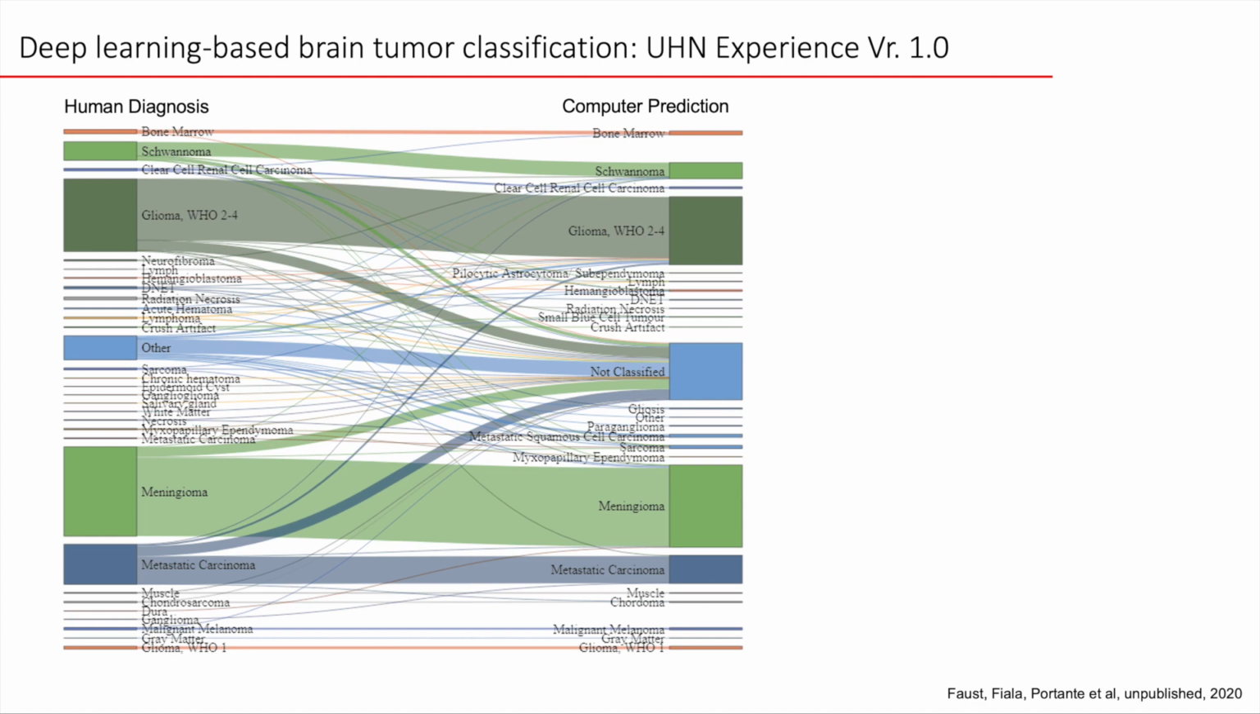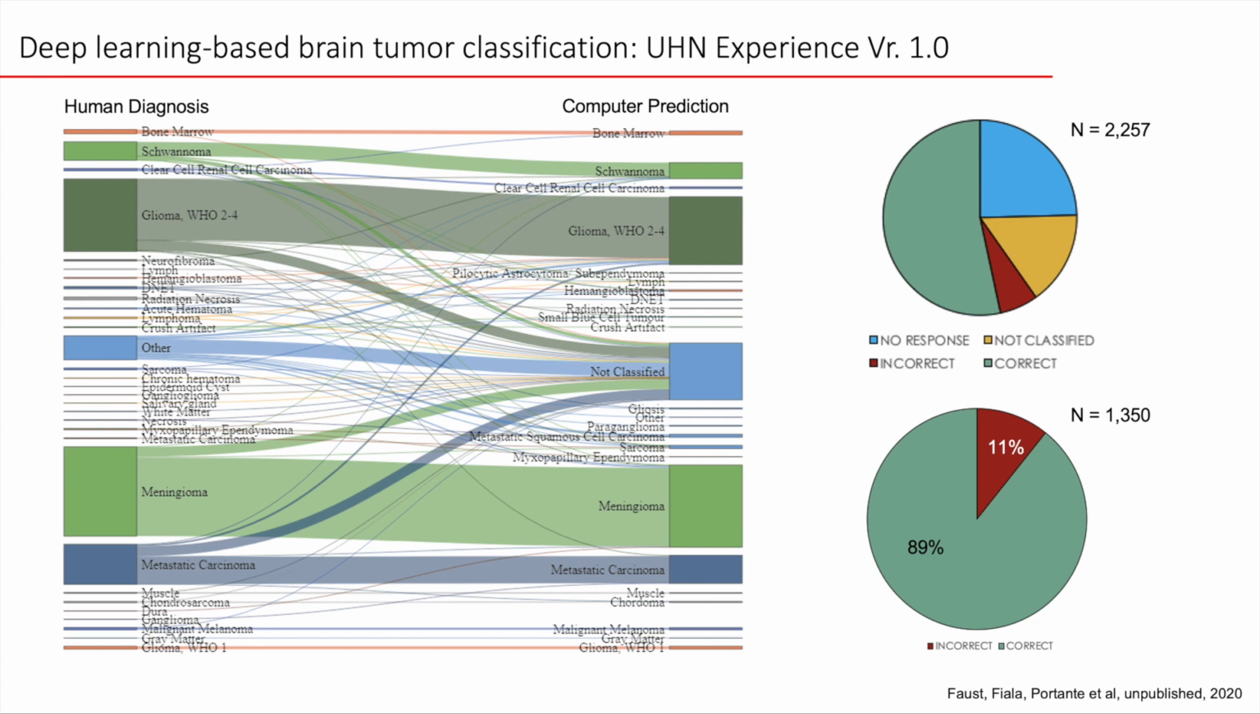And you can see a few things. There are different frequencies of different tumors. The major tumor types are schwannoma, glioma, meningioma, and metastatic carcinoma. And you can see for the most part, for these common tumor types, we do extremely well. One of the nice things that we've done to help reduce errors is create this non-classified class that allows the computer to triage challenging cases for human review without having to guess. And that's really reduced the number of errors that we make.